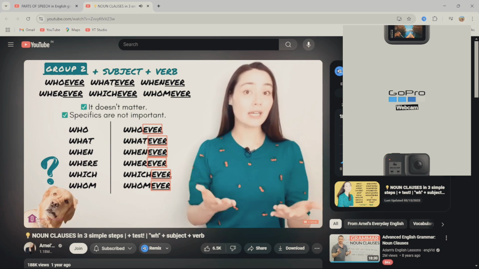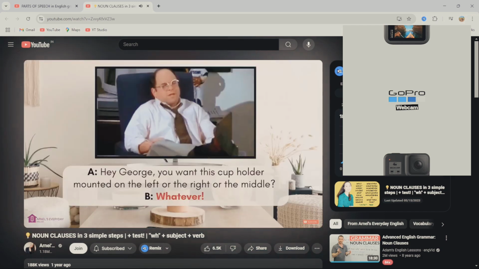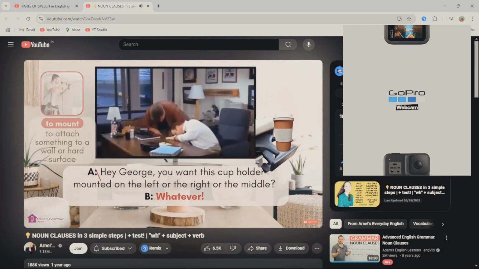Specifics are not important. You want this cup holder, you want it mounted on the left or the right or in the middle? Whatever.